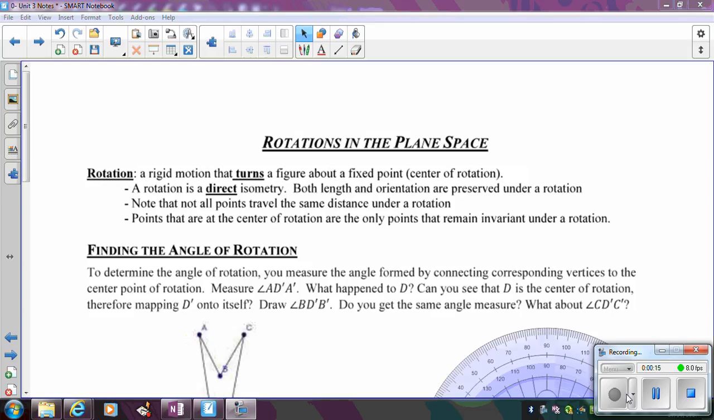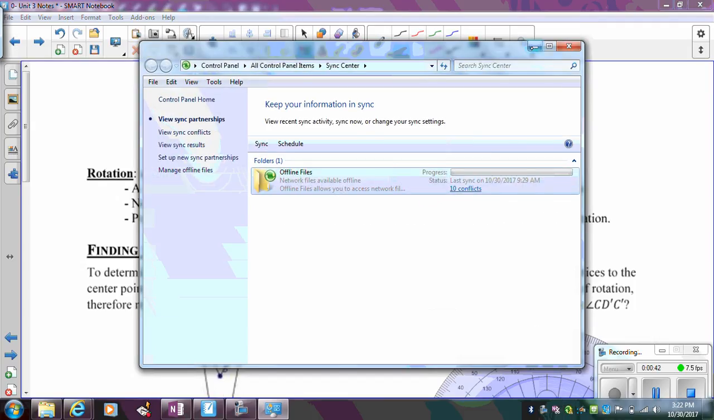When we talk about rotations, just remember rotations are a rigid motion, which means that the shape and the size of the object being rotated will remain the same. It's going to turn a figure. So rotating means you're turning a figure. And when you turn a figure, you're always going to be turning it around what we call the center of rotation. That center is going to be a fixed point, meaning it's going to get locked in place. It's going to stay in place. So that is called the center of rotation.